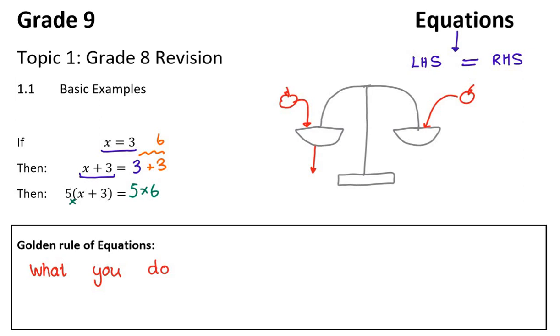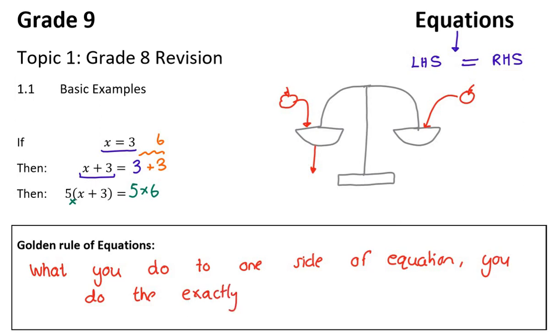It's probably the most important thing I'll say in equations. What you do to one side of an equation, you do exactly the same thing to the other side. So if you add 3 to the one side, you must add 3 to the other side. If you multiply the one side by 5, you multiply the other side by 5. So as long as you stick to this rule, you can't really go wrong.